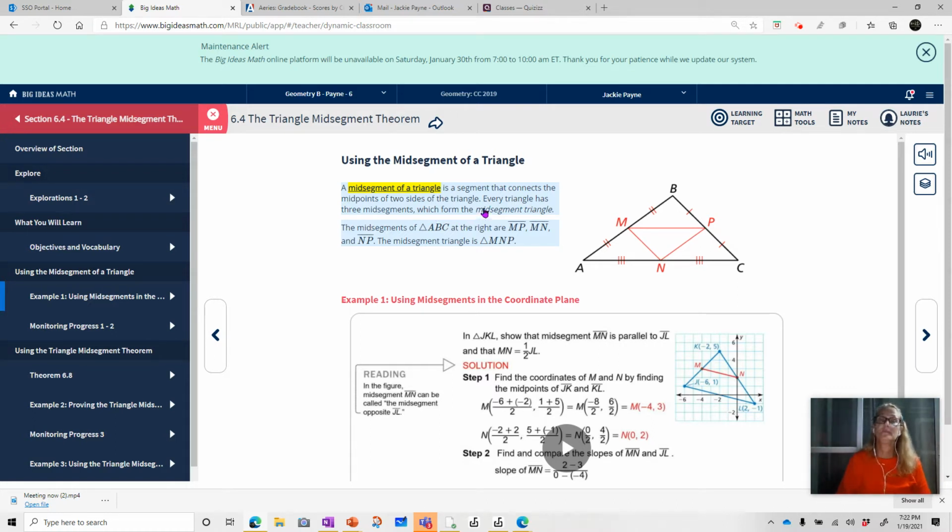So there's 3 of them because every triangle has 3 midsegments, and that forms the inside midsegment triangle, which, as you can see, is MNP. Again, the midsegment triangle goes from the midpoint of each side to the midpoint of the next side. So the midpoints of triangle ABC at the right are MP, MN, and NP. The midsegment triangle, therefore, is MNP.